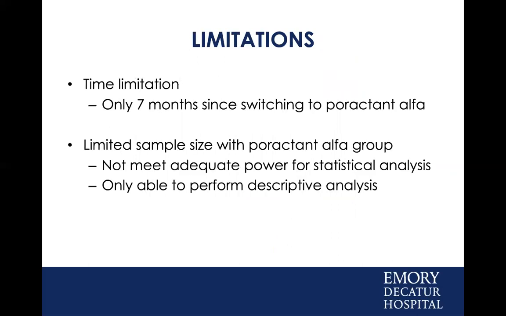The main limitation in this study is the time limitation that leads to the inability to collect adequate sample size in Poractant alfa group. It's only 7 months since the switch to Poractant alfa, up until the end of March 2020. We only had 19 patients in Poractant alfa group, so we were only able to perform descriptive analysis at this point.